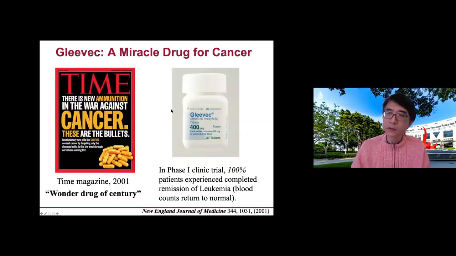Okay, so let me give you one example of this key and lock model for drug discovery. There's a drug called Gleevec. This was in the early 2000s, and this drug was shown to be 100% successful in the phase 1 clinical trial to remove cancerous blood cells, right? So it treats blood cancer, leukemia. People were very excited about this drug because in the early stage of the clinical trial, there was a 100% success rate, right?